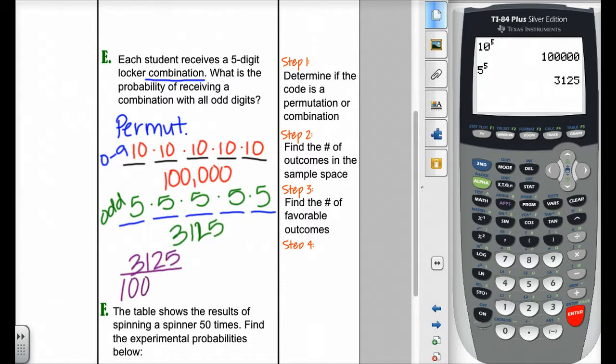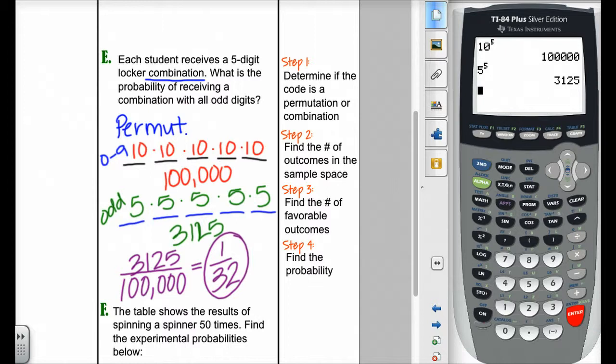Then I need to put that into a probability, which means that I have 3,125 possible combinations out of 100,000 that have all odd numbers. If I simplify that fraction, they're both divisible by quite a lot. We get all the way down, both divisible, ironically, by 3,125 to get 1 out of 32. So that step we missed was finding a probability.